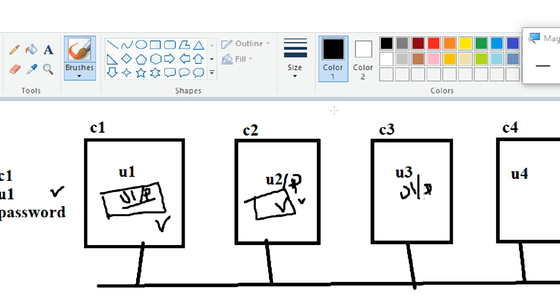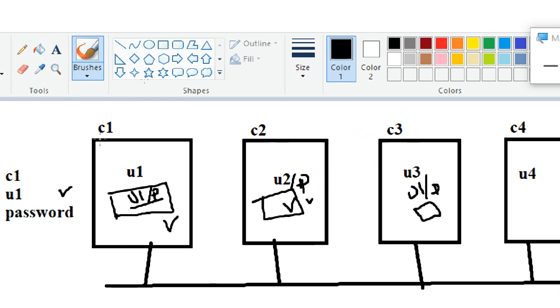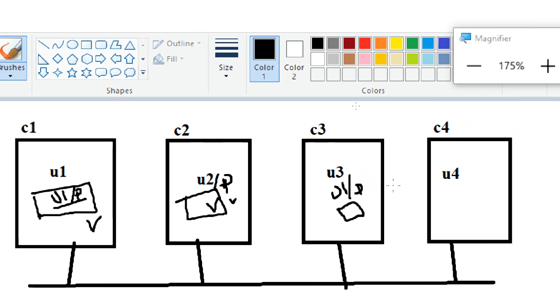For example, here user one wants to log in with his password, and C3 will check: is user one there in my PC? No, which means no authentication, so no login. User one belongs to another PC, and if he wants to log into this PC, he cannot, because this user's information is not available in this PC. So that is how it works in a workgroup.